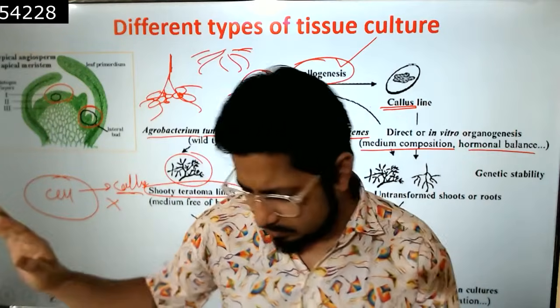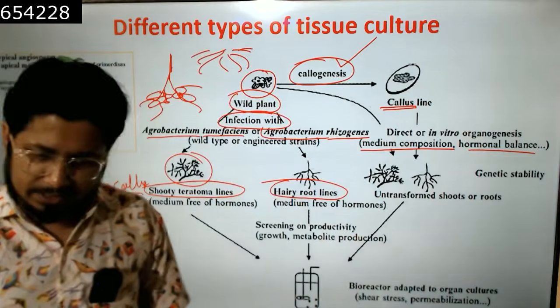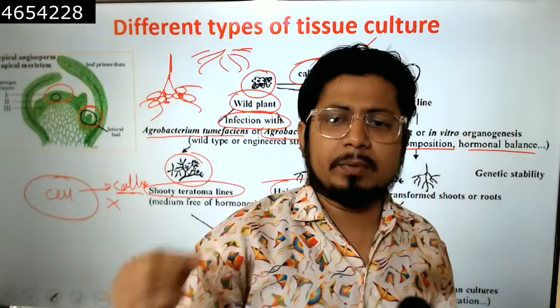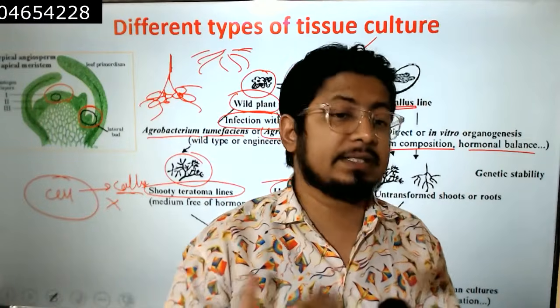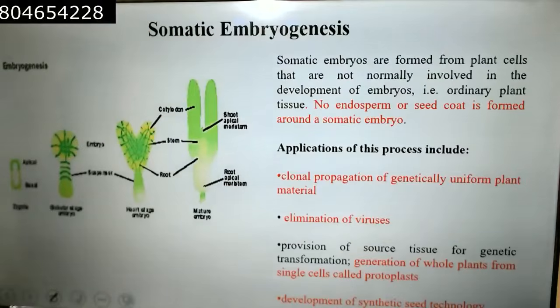Now, based on that, we have shoot tip culture, root tip culture, callus culture, anther culture. There are different modes of culture. But what we need to understand for CSIR NET, where the CSIR asks many questions every single year, is somatic embryogenesis.